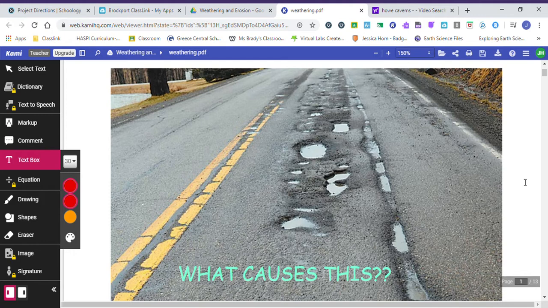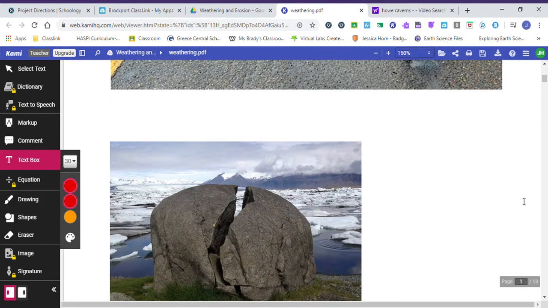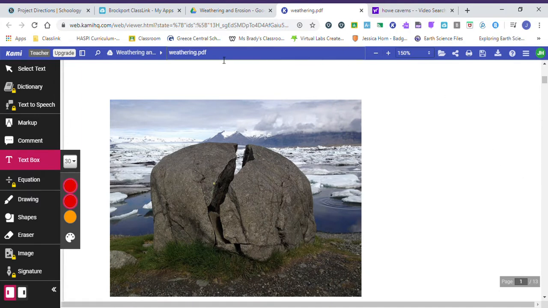So this picture is something that you might recognize, because you've either driven on a road that looks like this, maybe your driveway looks like this. Something else that maybe you haven't seen, with this background, all these icebergs and glaciers in there, but maybe you've seen a rock like this that appears as though it's been cracked right through. I'm going to explain why that happens too.